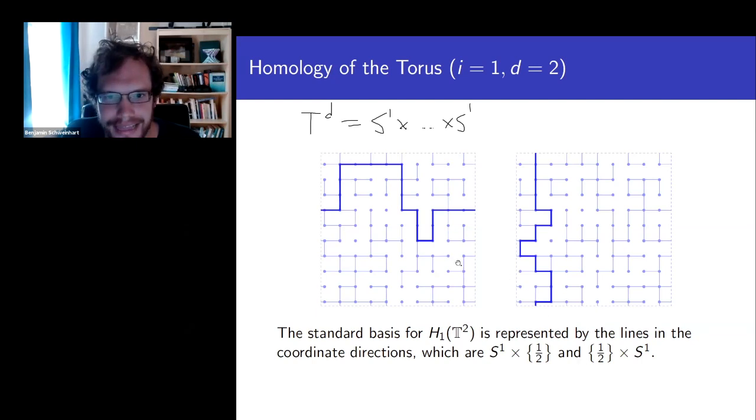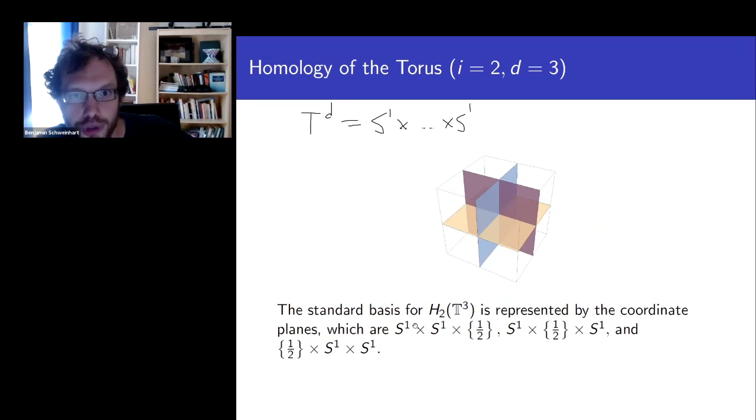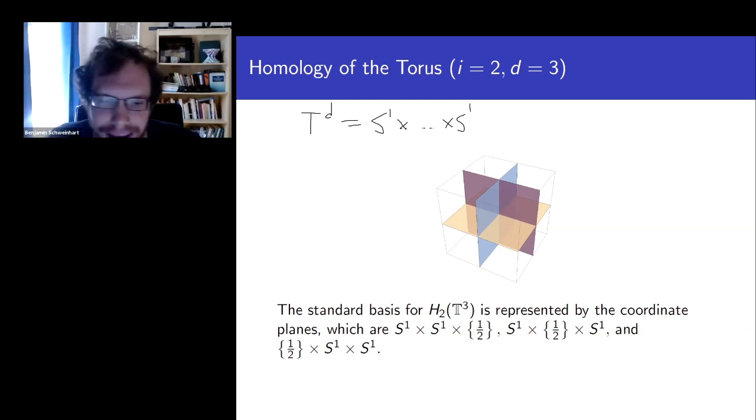Okay. And then if we go to the two-dimensional homology of the 3 torus, the standard basis is given by the coordinate planes, which are here going to be S1 cross S1 cross 1/2, S1 cross 1/2 cross S1, and 1/2 cross S1 cross S1, for example. Okay. So what are these topologically, right? We had a basis for the 1 homology represented by circles. And so the 2 homology is going to be surfaces with singularity spanning the torus. So which surfaces are these?